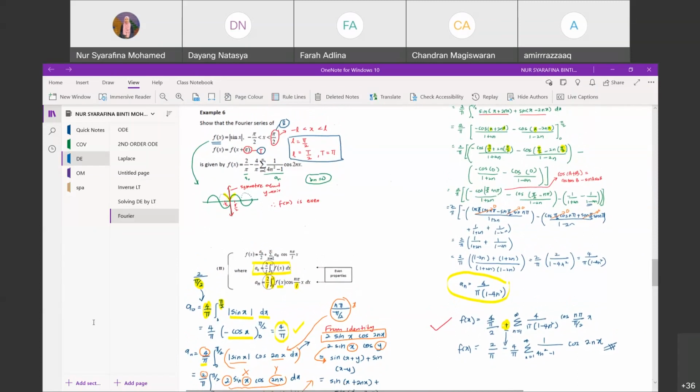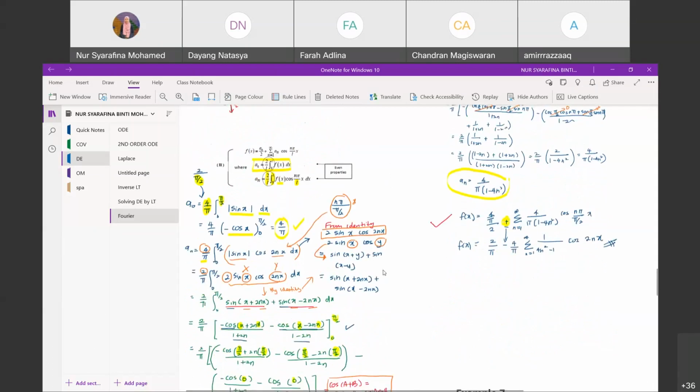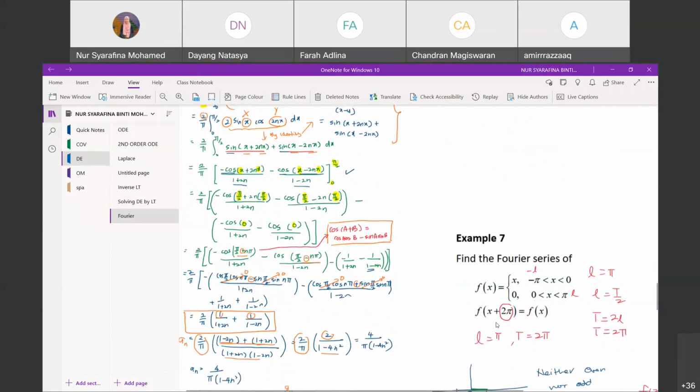For what? For 2 sine x cos y equals sine x plus y plus sine x minus y. Which part? This one? This one? Sine pi over 2 is not 0. Sine n pi is 0, right? This one is 0. Sine n pi is 0, then everything here is 0. This one, cos pi over 2 is 0, then everything is 0. Okay.